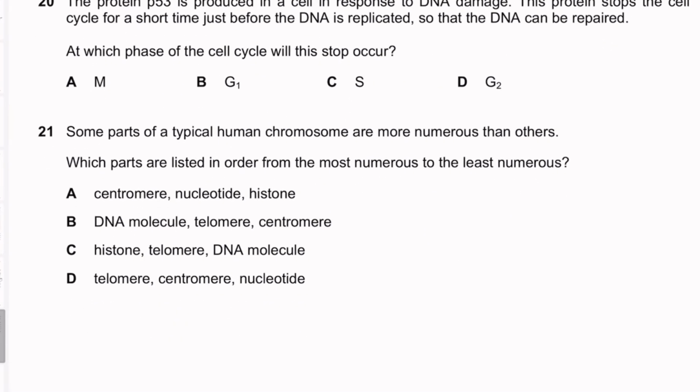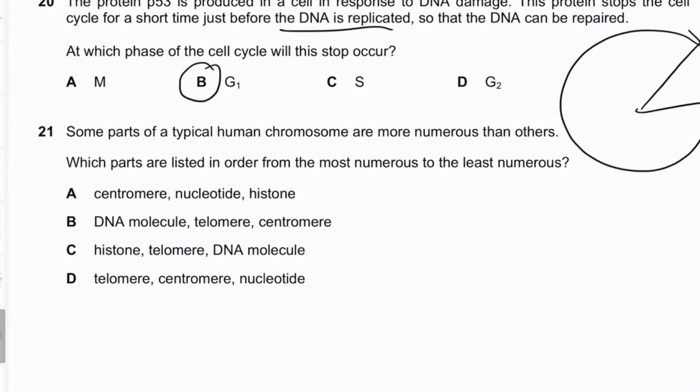20. The protein P53 is produced in a cell in response to DNA damage. This protein stops the cell cycle for a short period of time just before DNA is replicated so that the DNA can be repaired. So just before the DNA is replicated, that is not during S phase, because we know synthesis phase is when DNA is replicated, and what comes before S phase is G1, and hence the answer is B. And if you do not remember, this is the pie chart.